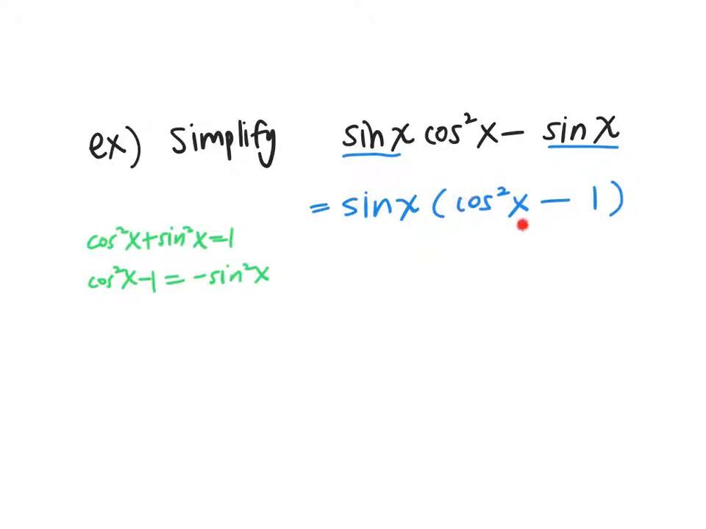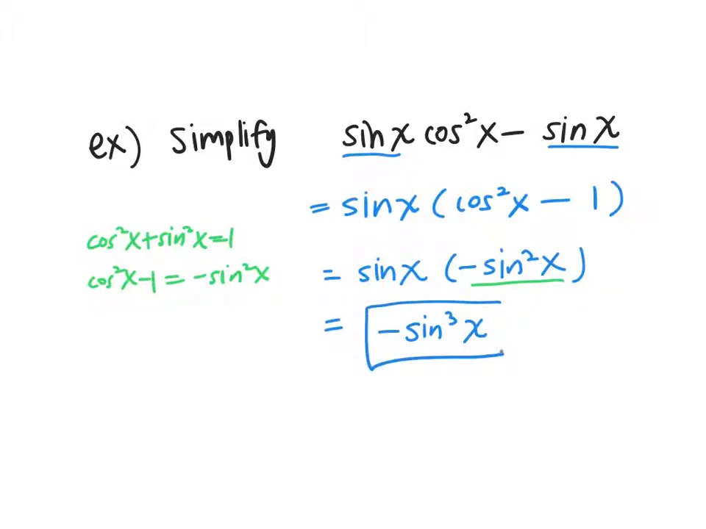Notice here we get cosine squared x minus 1 using one of the Pythagorean identities. If I get cosine squared x minus 1 and I subtract the sine squared x to the other side, it's equivalent to negative sine squared x. Okay, so I went ahead and substituted negative sine squared x for cosine squared x minus 1, and when I multiply these together, I have a combined total of 3 sine of x being multiplied together, so it's sine cubed x, but it's negative. So your final answer is negative sine cubed of x. Remember, this is negative times sine of x times sine of x times sine of x.